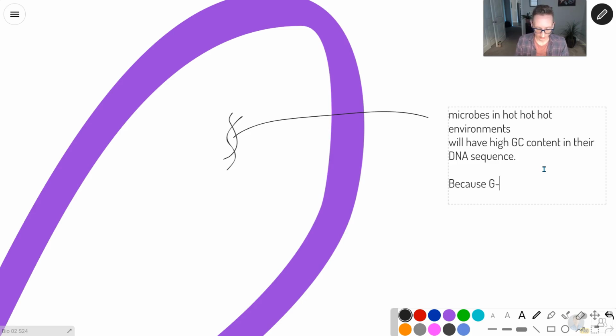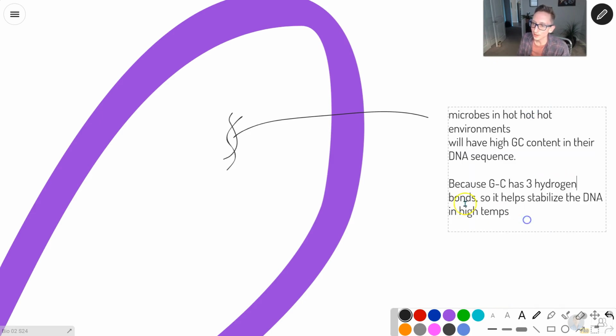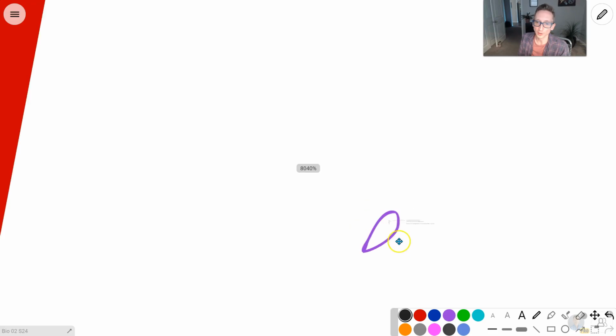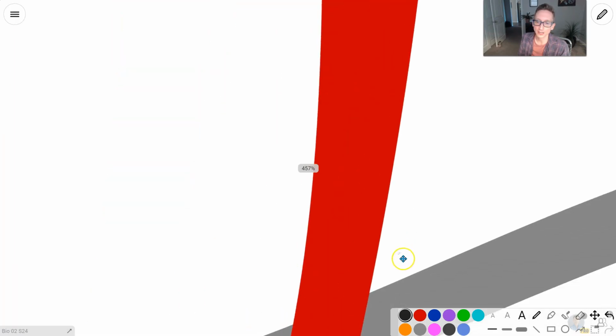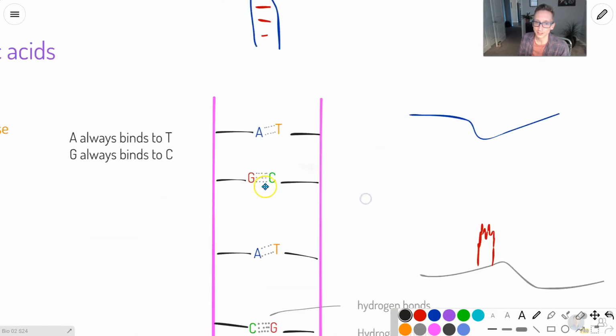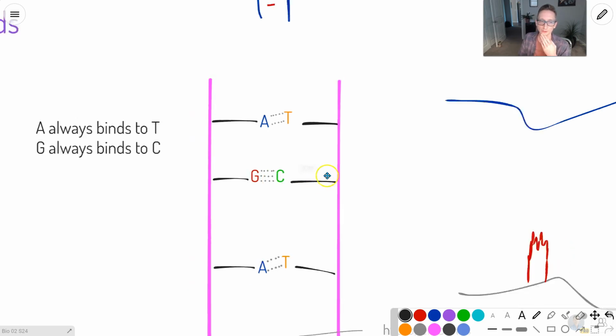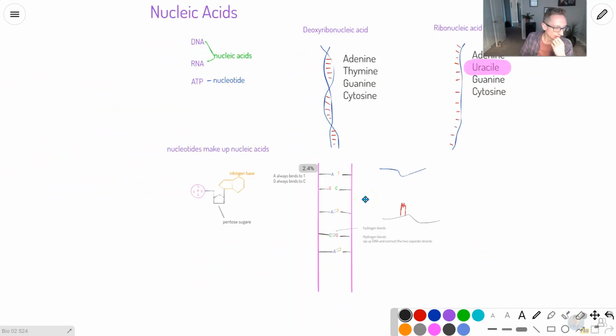Because GC has 3 hydrogen bonds, it helps stabilize the DNA in high temps, so the 2 strands don't come apart. Okay, I'm going to learn how to spell by teaching. Pretty nifty, right? That a tiny little microbe like that will have higher GC content because it has 3 hydrogen bonds. It's almost like evolution is true. Very fascinating.